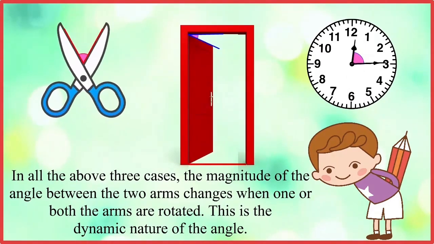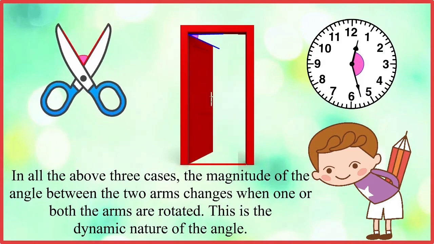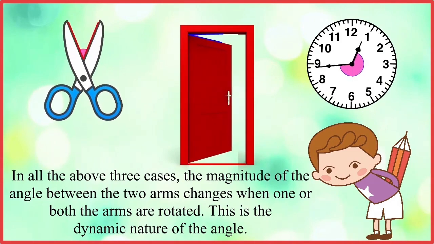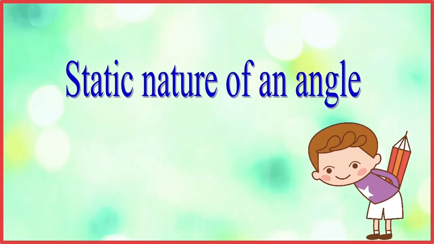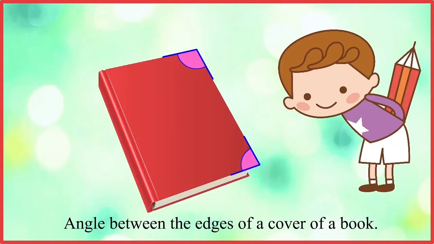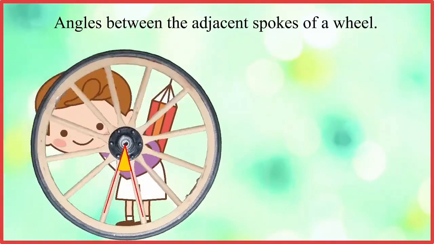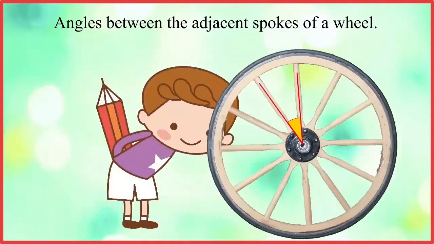Now, let us try to understand what is meant by the static nature of an angle. Consider the angles that can be observed at various locations of this house. Now, look at the angle between the edges of a cover of this book. Look at this also. Consider the angles between the adjacent spokes of a wheel.